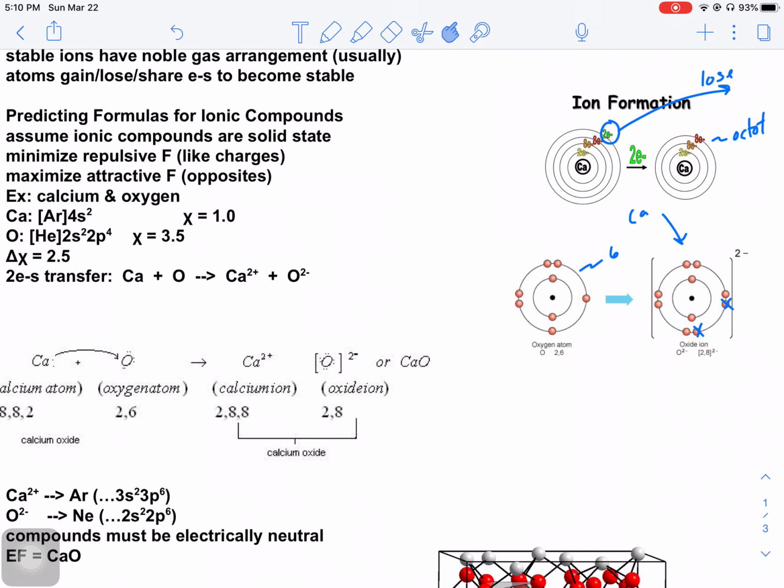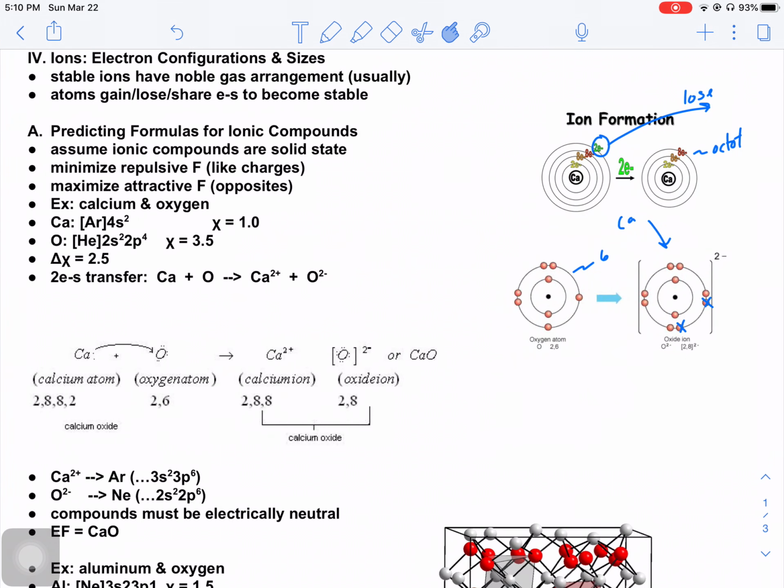Now, when naming ions, metals keep their name, so we're just going to call it the calcium ion. And nonmetals, their ending changes to "ide." So oxygen will become the oxide ion, okay? So metals keep their names, nonmetals change to "ide."